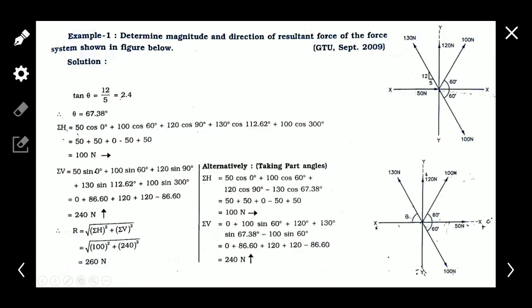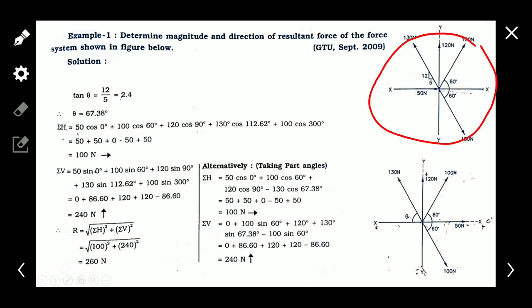Now solve the example with the help of the resolution law of forces. First see what data is given. Determine the magnitude and direction of the resultant force of the force system shown in the figure below. The figure is given and we have to find the value of the resultant and its direction, meaning the magnitude and direction of the resultant.